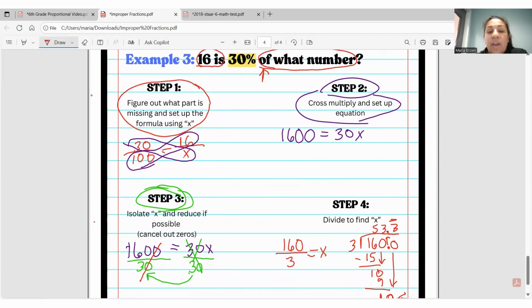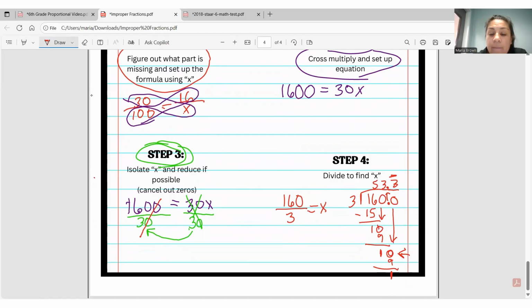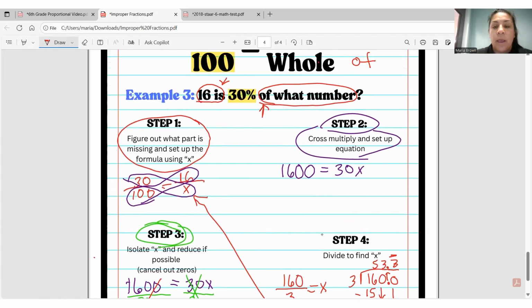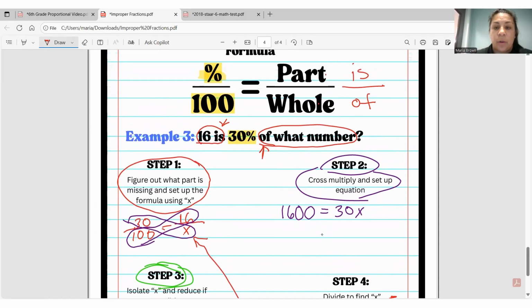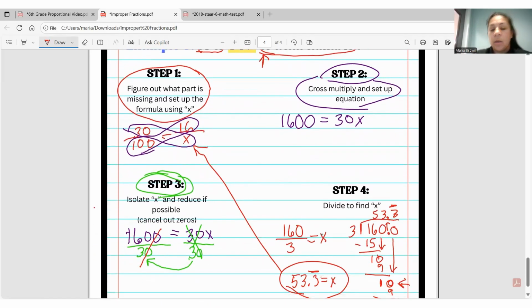Okay, so 53.3. Okay, 16 is about 30% of 53.3. Okay, so sometimes you might get a decimal. That's probably not a very good example with the decimal, but just know that that is the whole and what we were looking for. So in this case, because x is the whole, we were looking for our whole. Okay, so let's go.